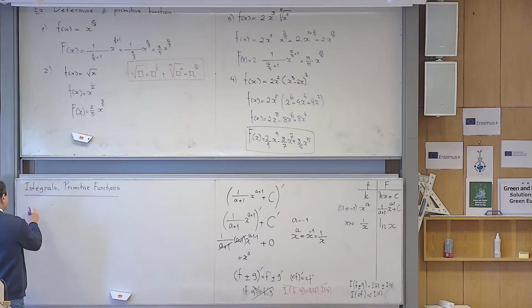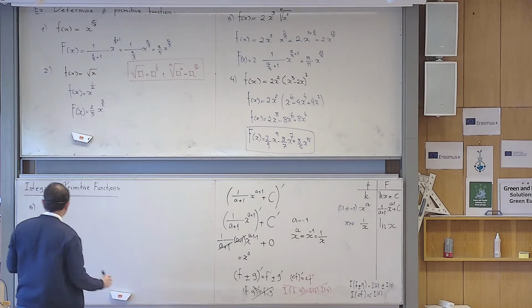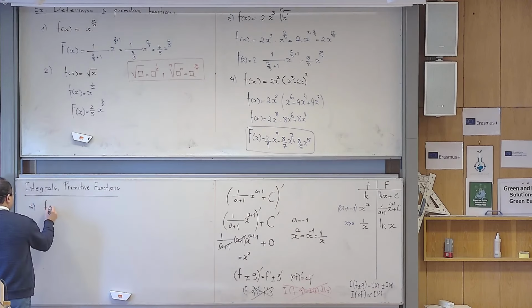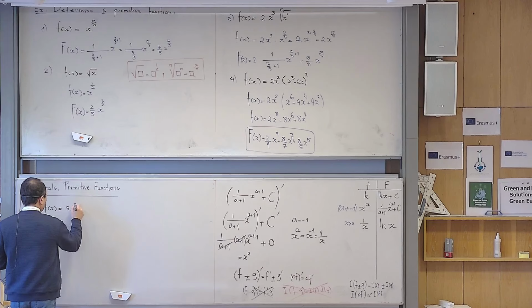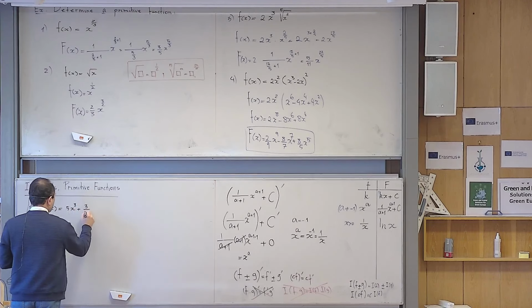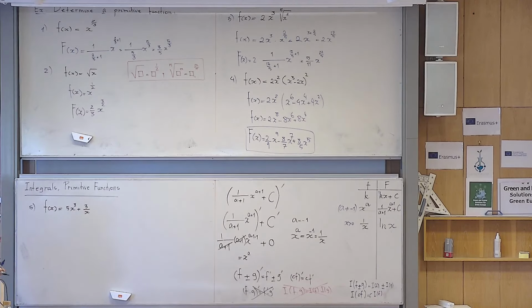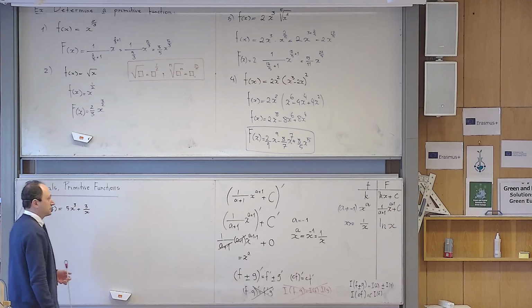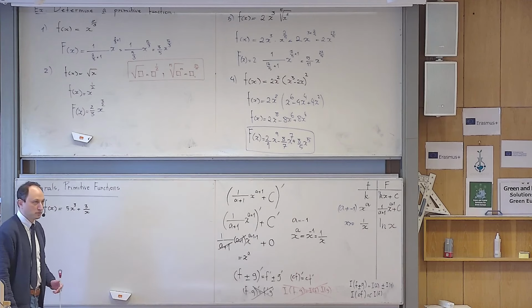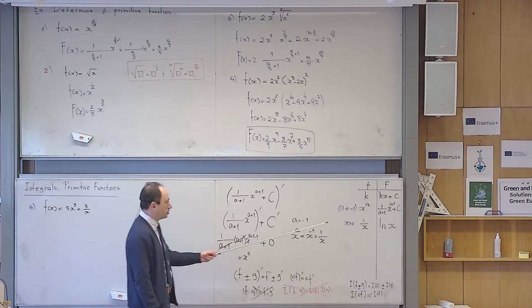Number 5, let me write this. F of x is 5x to the power of 3 plus 3 over x. Okay, so what should I do? This you couldn't do in matrice, not because it is hard, but because it needs one extra formula that you didn't know about in matrice, and that is 1 over x.